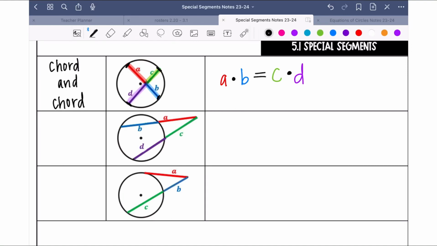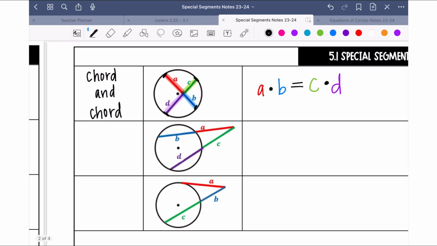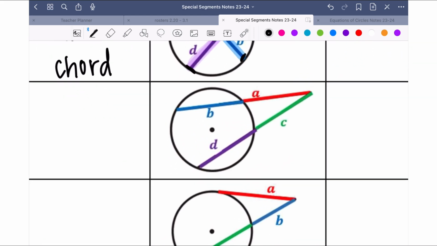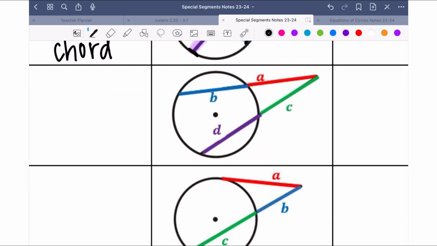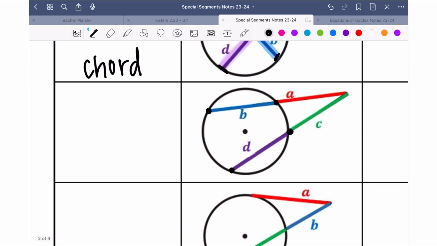Okay, let's do the next scenario, which is these two segments. So I want to see if we remember what kind of segments these are. If they're crossing my circle not once but twice, what do we call those? If both of these are crossing or intersecting the circle twice, do y'all remember the word? These are secant. If you said secant, good job.